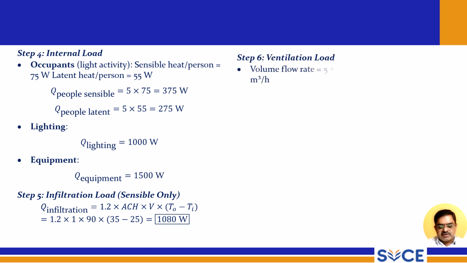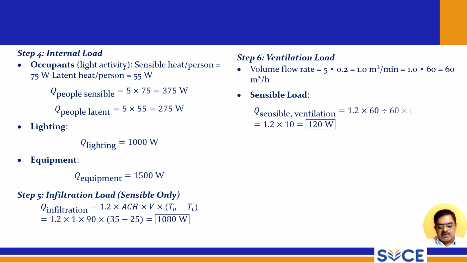Next step is ventilation load calculation. Volume flow rate equals 5 into 0.2, so that is equal to 1 meter cube per minute. That is equal to 1 into 60, equal to 60 meter cube per hour. So sensible load, Q sensible ventilation, becomes 120 watt.